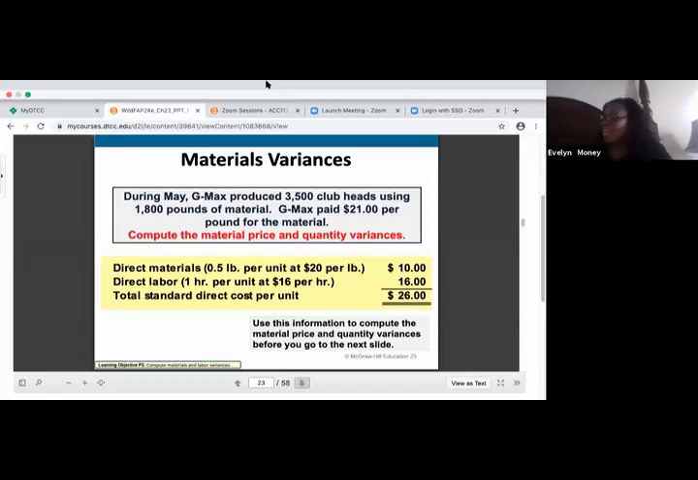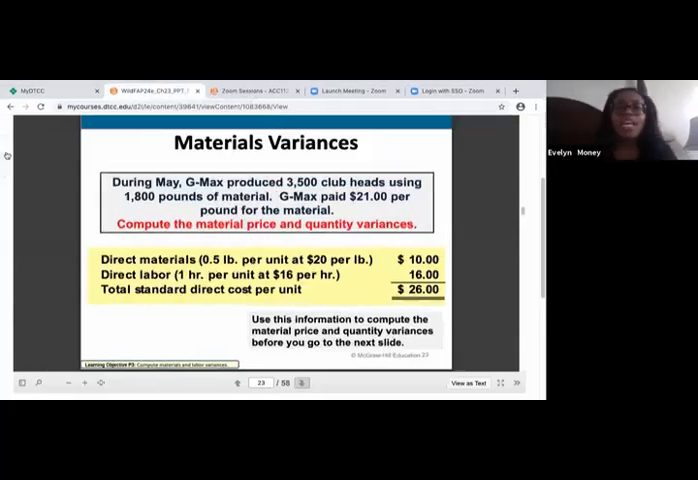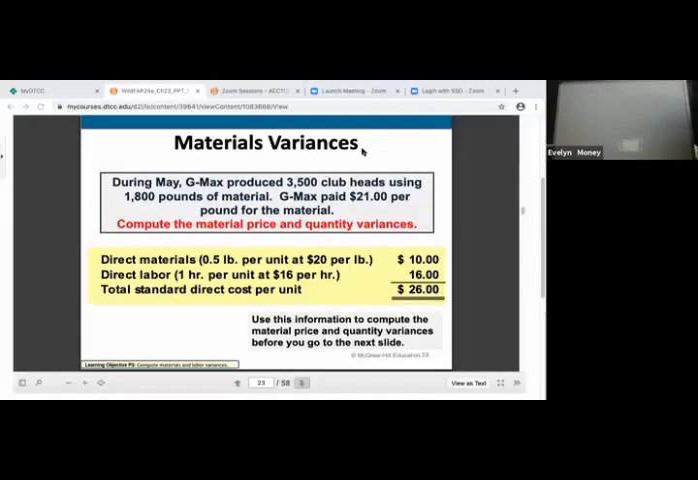All right, page 873, actually the top of page 873, and on to page 874 is what we will be using. We're going to be flipping back and forth between the slides. But this is the slide that you need to, if you have your phone, take a picture of it, because we are going to compute materials variances here.